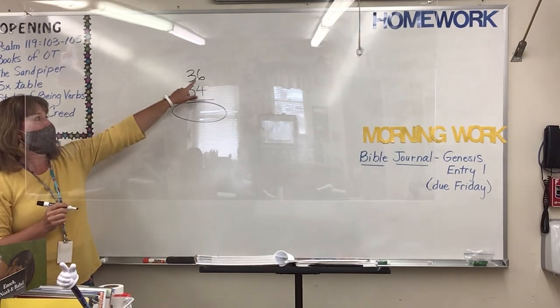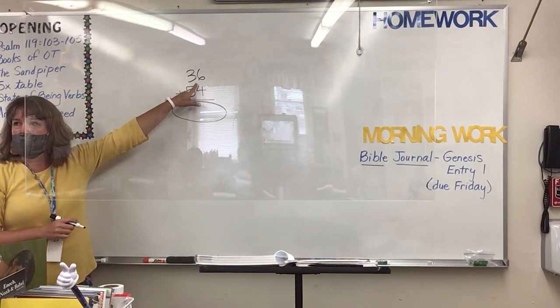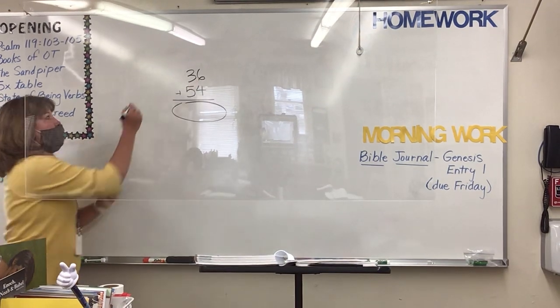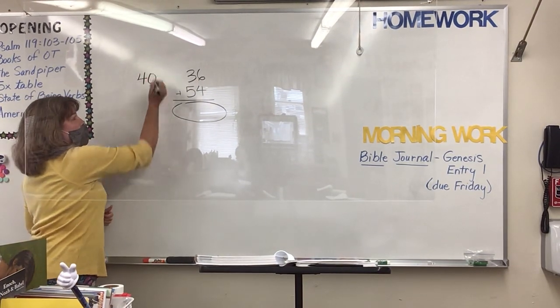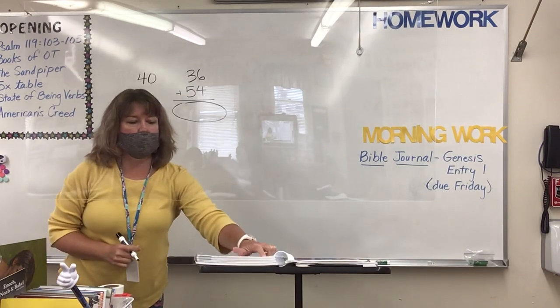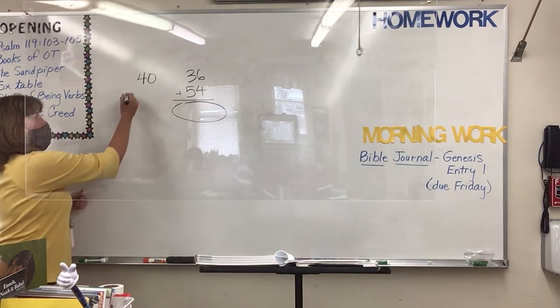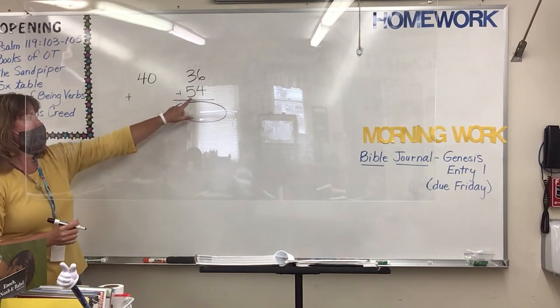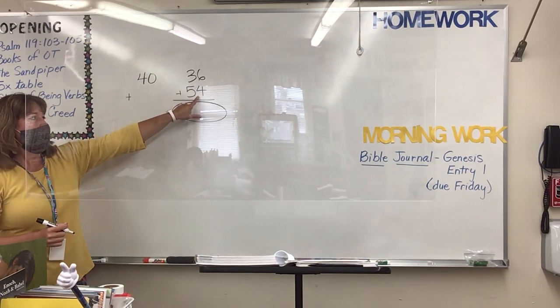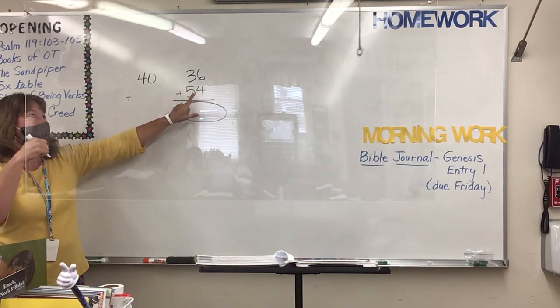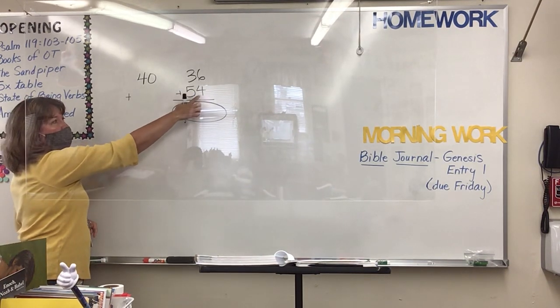So what's 36? Are we going to round that up to 40 or down to 30? Up to 40. So in your book, there's a box next to number 1. You're going to write 40. And then we're going to round 54. Does that round down to 50 or up to 60? Down to 50 because 4 stays on the floor.